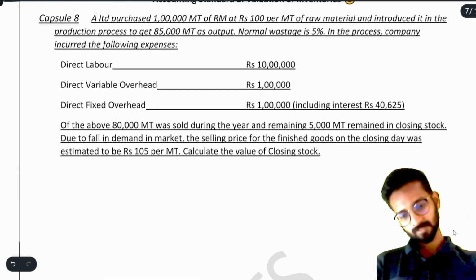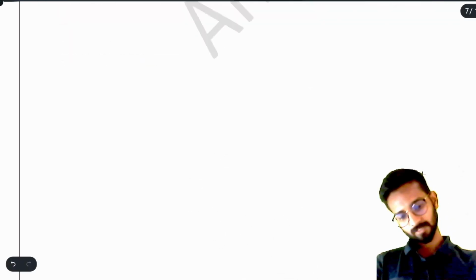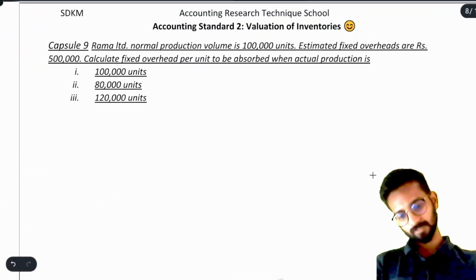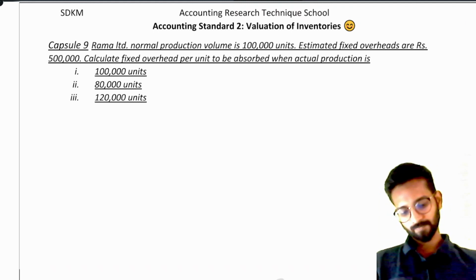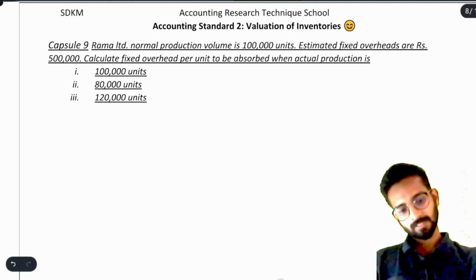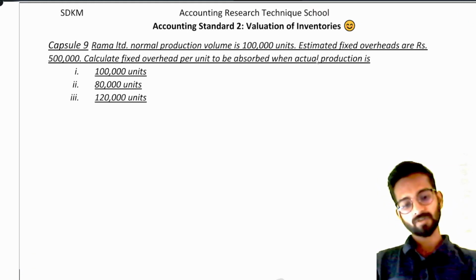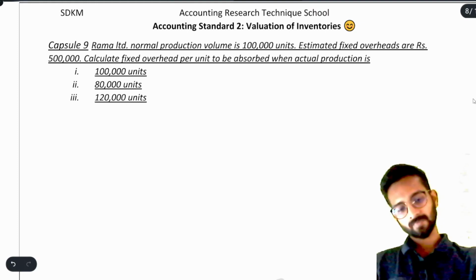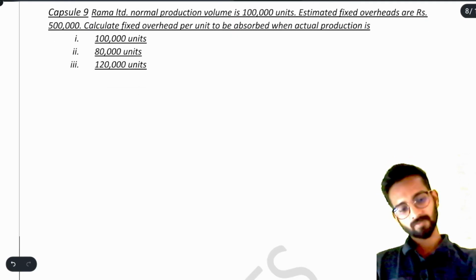See, this is capsule number 8. Capsule number 9 we will solve first. Now, read. Capsule number 9 says, Rama Limited normal production volume is 1 lakh unit and estimated fixed overhead are 5 lakh. Calculate fixed overhead per unit to be absorbed when actual is 1,80,000 and 1,20,000. See, we will make a table here. It will become very easy for us to calculate.